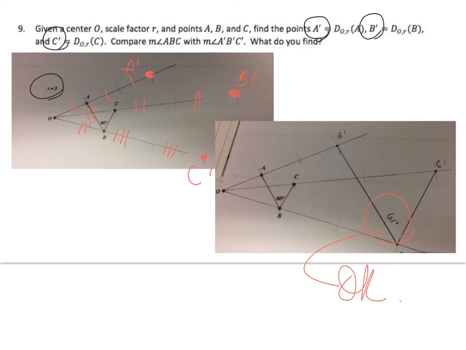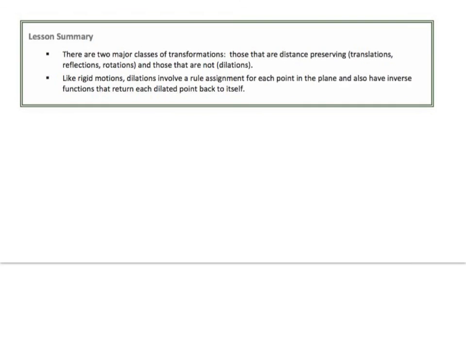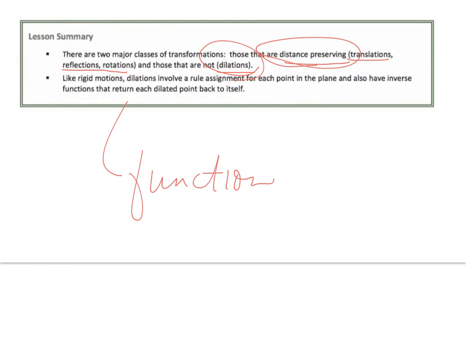There's our dilation. So lesson summary: there are 2 major classes of transformations. Rigid, distance preserving, and those are not dilations. So we have distance preserving, which is translation, reflection, and rotation, which we practiced again today, and those that are not, dilations, which we practiced again today too. Like rigid motions, dilations involve a rule assignment for each point. That would be our function notation that we learned again. And they also have inverse functions that return each dilated point back to itself. Okay, so all done for today.